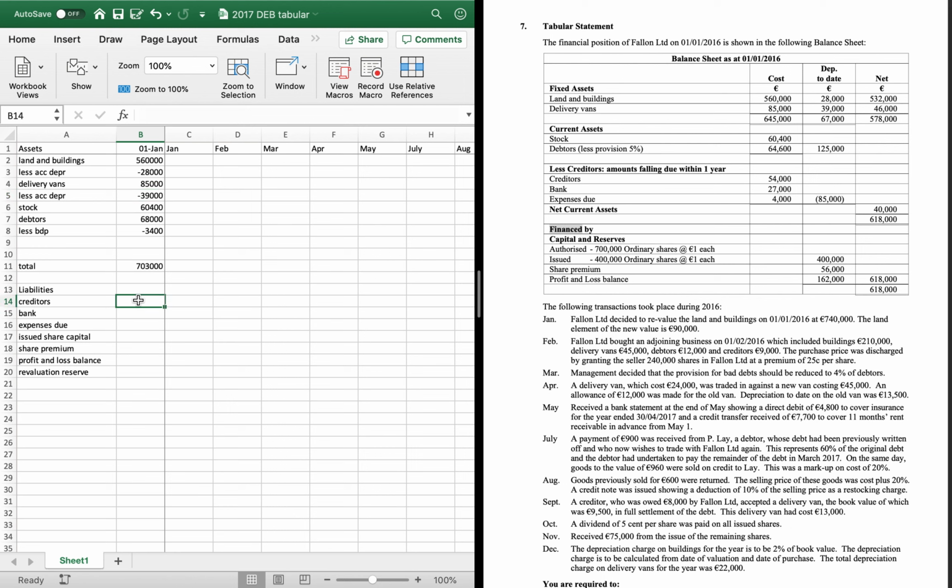Your liabilities: 54,000, 27,000, 4,000 for your expenses due. Your finance buy then, 400,000 for your issued. Your authorized doesn't go in. 56,000 for your share premium and 162 for your profit and loss. And again, I'll skip a couple of lines and total them. And if I've done it right, the total for the liabilities will equal the total for the assets.